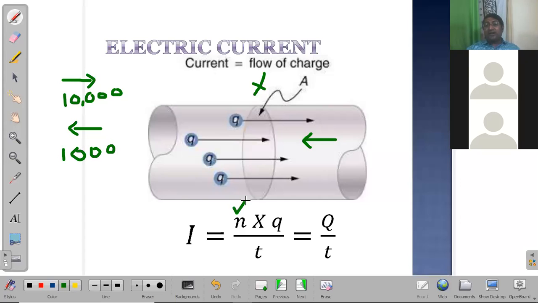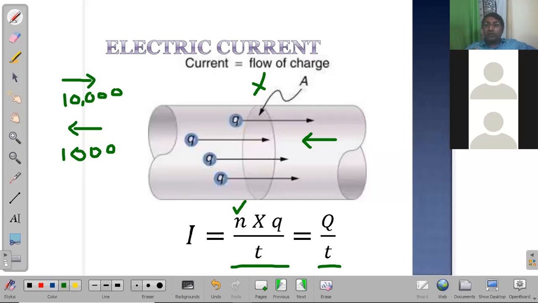The electric current is defined as Q by T, that's given in your textbook. The more elaborated version is N into small q by T, where N is the net number of electrons passing through a cross-sectional area of the metal rod or whatever.